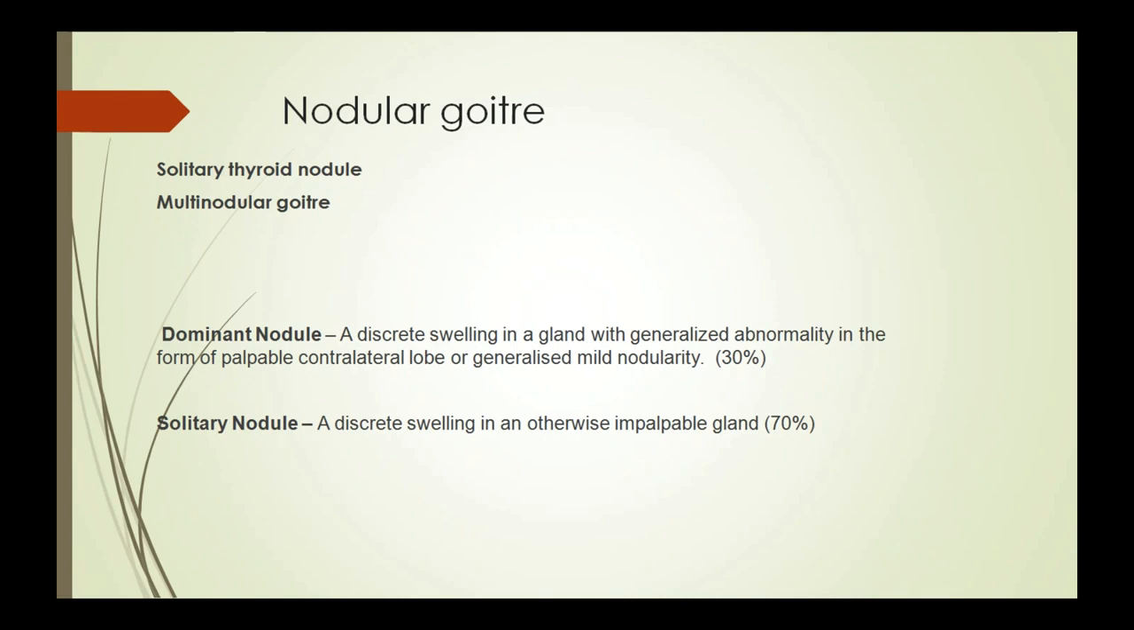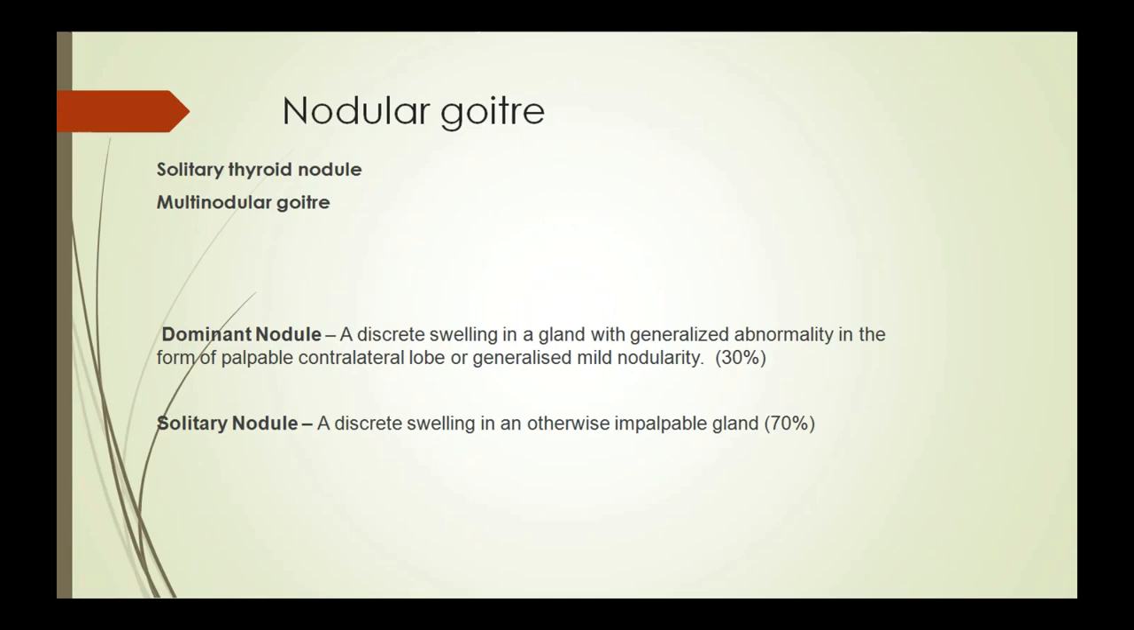That is, you are only able to palpate, clinically or even radiologically, a single swelling. But with a dominant nodule, the rest of the gland would be palpable with a discrete swelling. There could be either nodularity or just that the rest of the gland could be palpable. Okay, I hope you understood the difference. Solitary is a discrete swelling in an otherwise impalpable gland, whereas dominant nodule is a discrete swelling in an otherwise palpable gland.